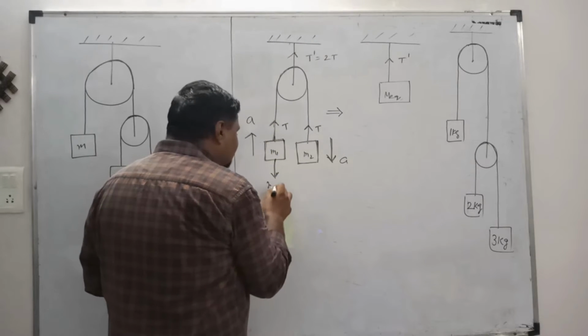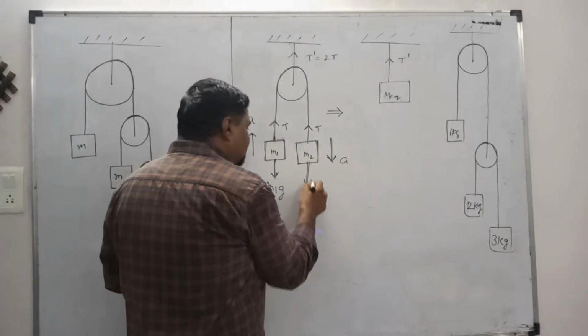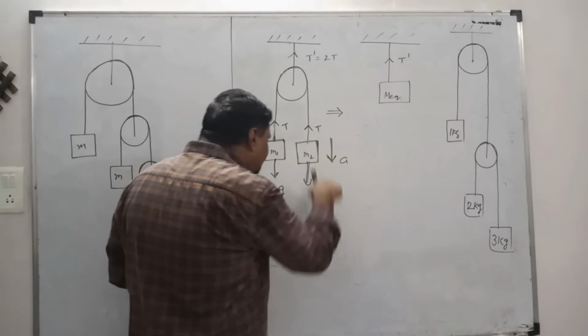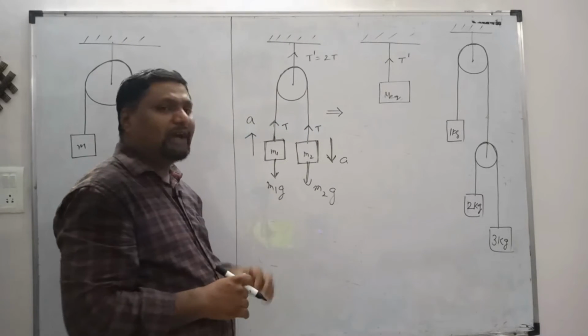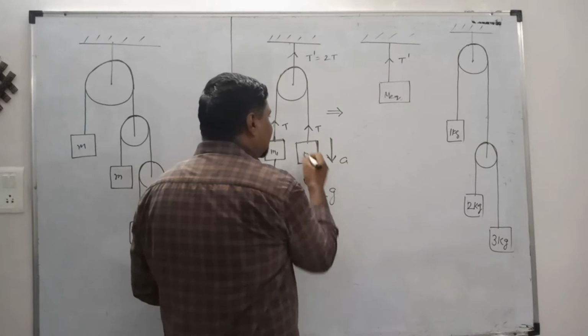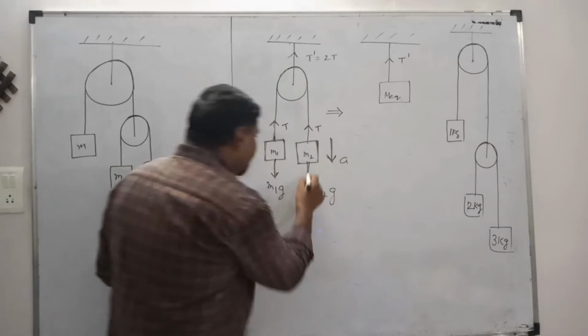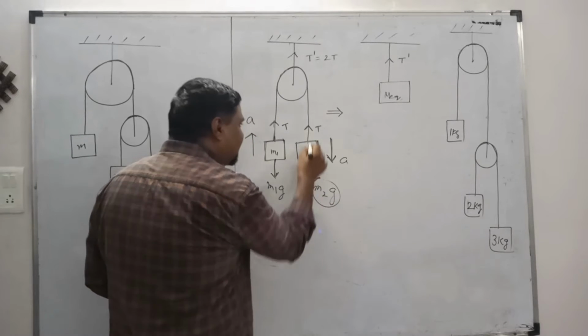Gravitational force. Suppose the gravitational force acting on this block is m1g, and on this block m2g, as the gravitational force always acts downward. This block is going upward and this block is going downward. If I write the equations for these two, what should they be? As this one is going down, this force must be greater than the tension.